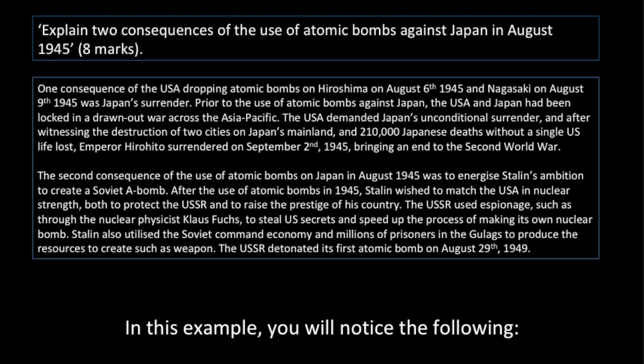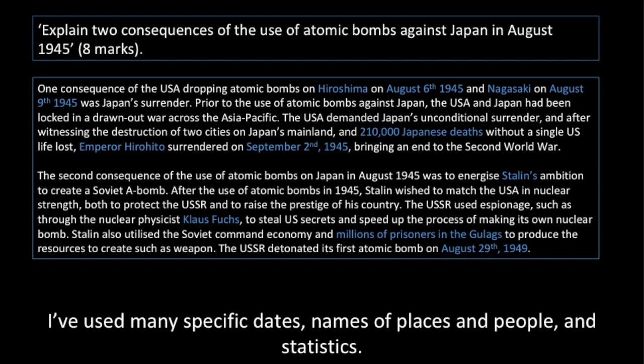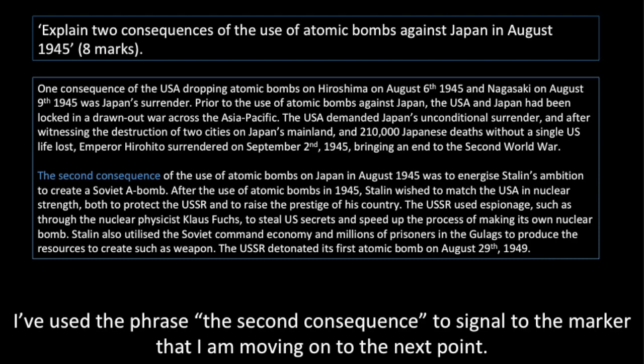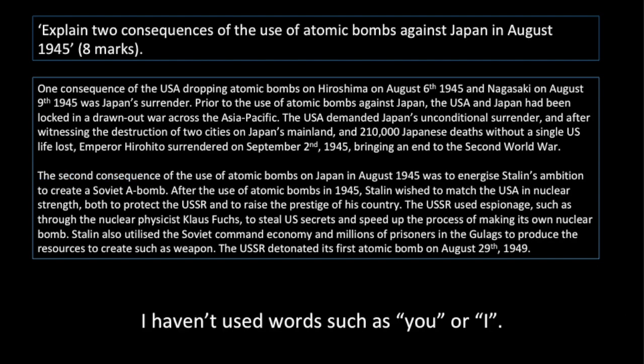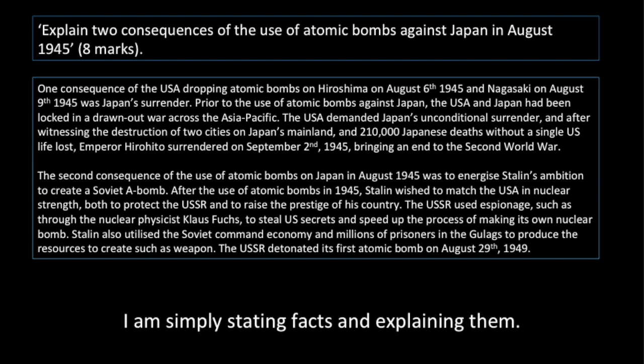In this example, you will notice the following. Each paragraph starts with a simple sentence to introduce a consequence and link it to the question. I've used many specific dates, names of places and people, and statistics. I've explained how the use of nuclear bombs led to these consequences. I've used the phrase, the second consequence, to signal to the marker that I'm moving on to the next point. I haven't used words such as you or I. I haven't used many fancy words or emotional language because I'm not arguing a point like in English. I'm simply stating the facts and explaining them.